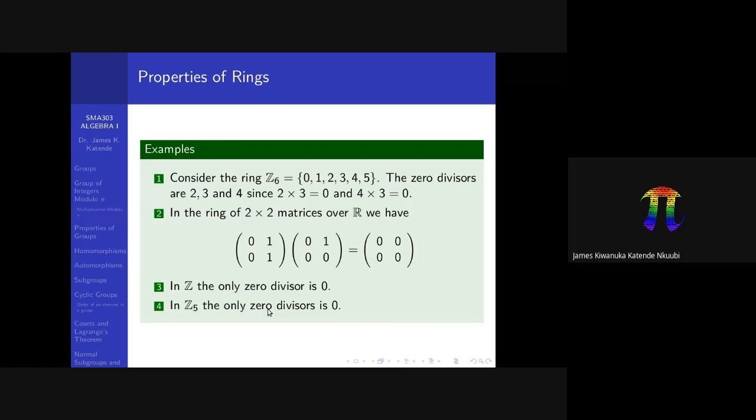So in Z5, you can check that all the non-zero numbers, if multiplied, will never give you 0. The only way you can get 0 is you multiply some number by 0 itself, modulo 5. The same is true in the ring of integers. The only way you can get 0 is by multiplying two numbers where at least one of them is 0. So the only zero divisor is 0 in Z, and in Zn, as long as n is a prime number, then Zn will be an integral domain, and therefore the only zero divisor it will have is 0.